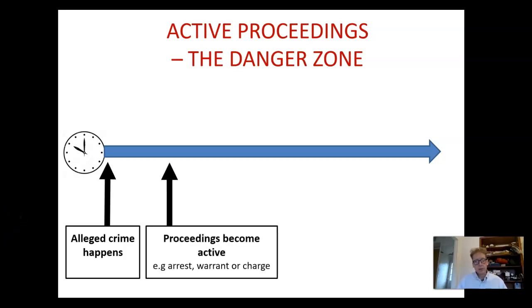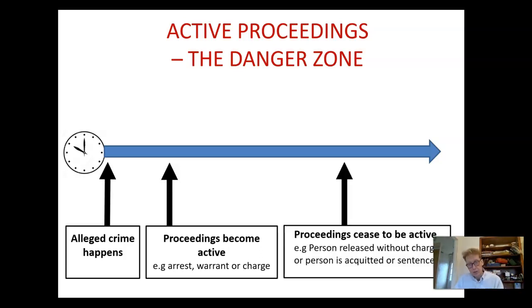A little bit later on, the proceedings become active because a particular person is arrested, or a warrant is issued, or they've been charged with it. So that changes things at that point. Later on, proceedings cease to be active because the person who was charged or arrested has either been acquitted, i.e. found not guilty, or released without charge. Proceedings have ceased to be active at that point.